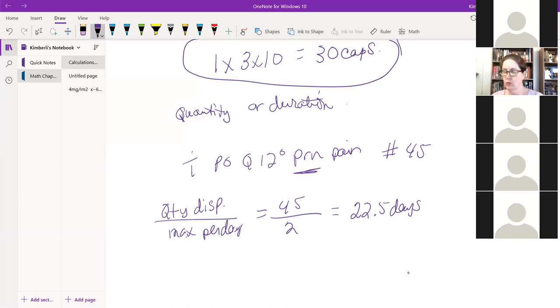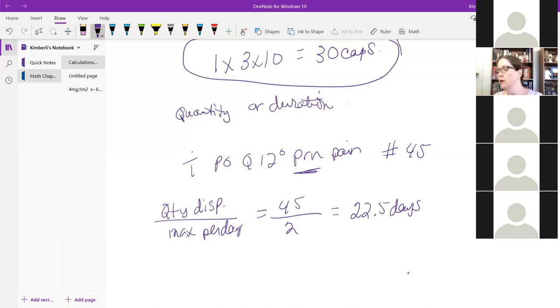Okay. Round up 23. Okay, here's the question. Will it last 22 days if they take it two times a day? Yes, it's going to last at least 22 days, right? Because they would use 44 in 22 days. Will it last 23 whole days? No.